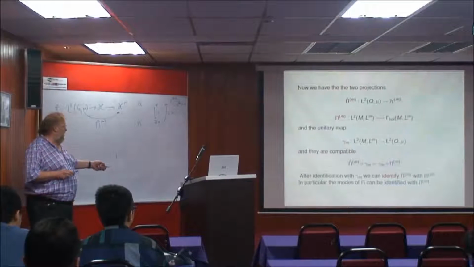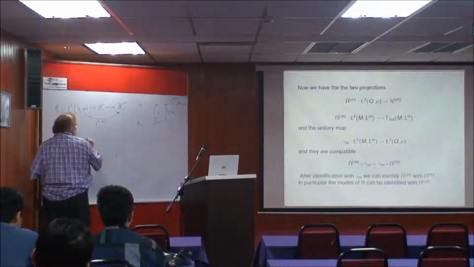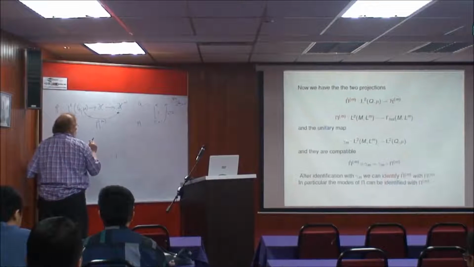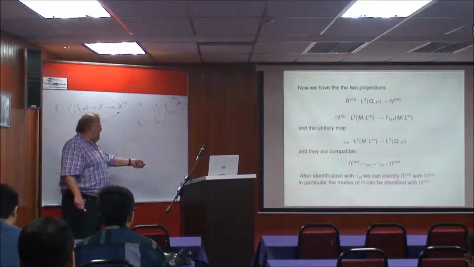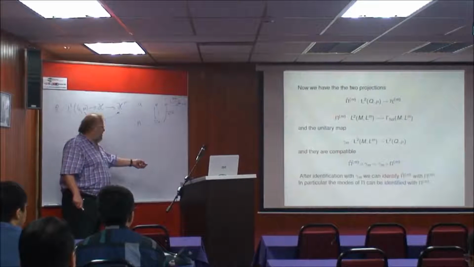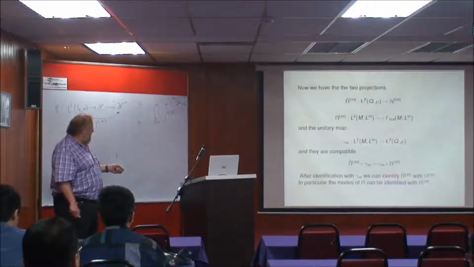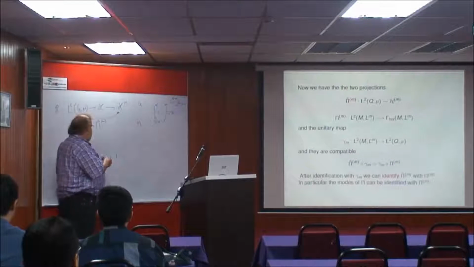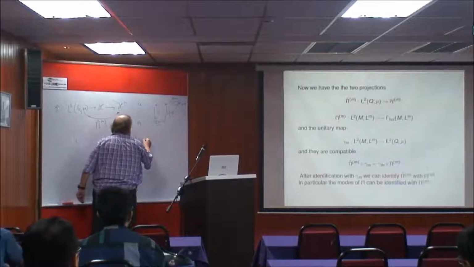So let me write it. So they are compatible. What does this mean? It means if we identify our space with the help of the gamma m, this gamma m space, which maybe I should have said earlier, the gamma m, of course, is L2 m.